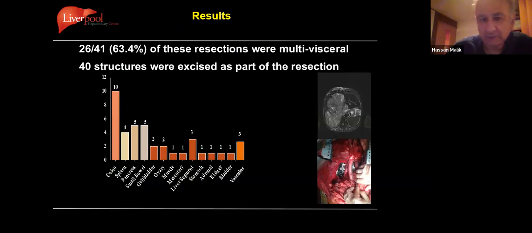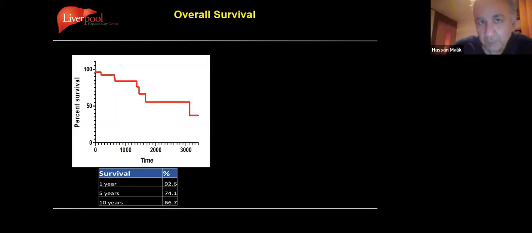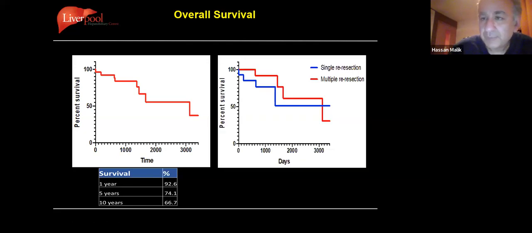So again, this is some old data from Liverpool. You can see on the right-hand side, I don't know if you're able to see that on the screen, the hepatic and IVC resection. So we can do some complex stuff for recurrent sarcomas. And essentially, this is data for our overall survival for single and then multiple resections. You can do the resection once, and you can do re-resections for recurrent cancer.